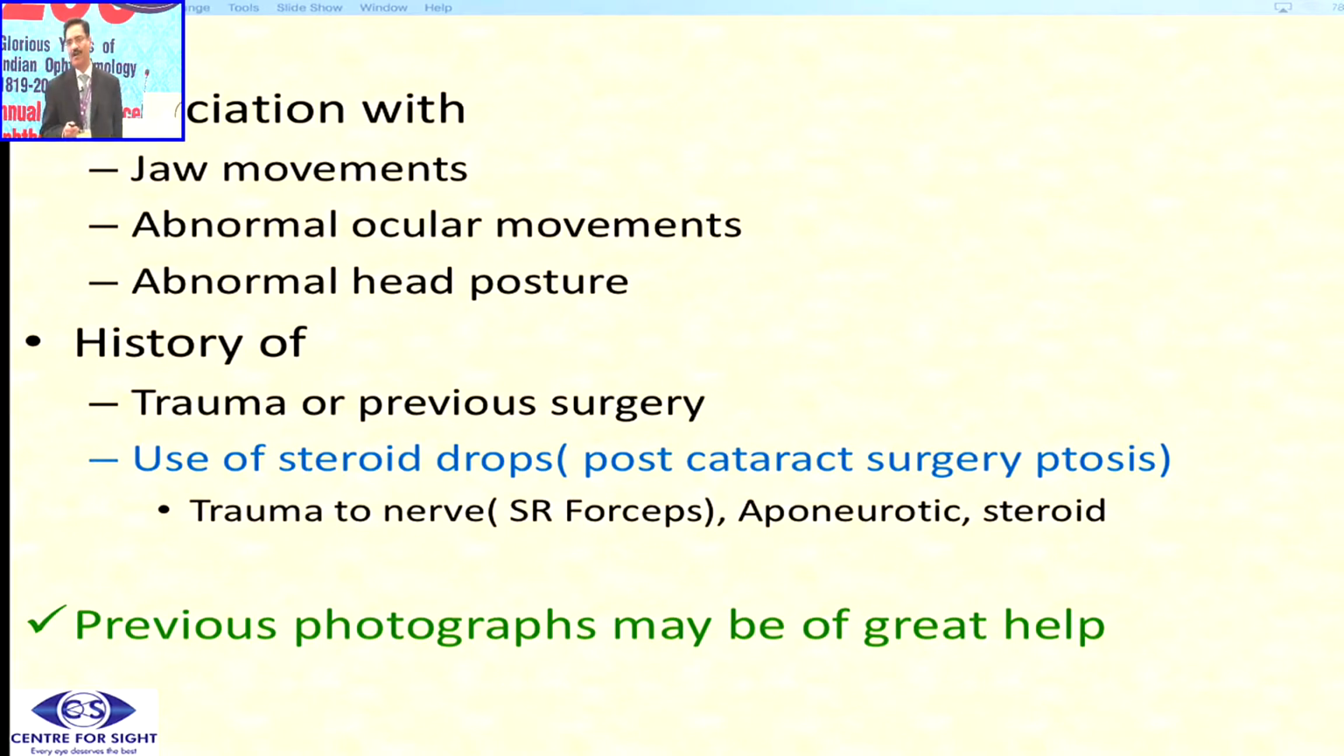Also, you must be aware about kajal and mascara. Long-term use of kajal and mascara will also give rise to myogenic ptosis. Similarly, long-term use of contact lenses also may give rise to myogenic ptosis. One may ask you a question, what are the causes of post-cataract surgery ptosis? Previously, nowadays, superior rectus application is very, very limited in cataract surgery. So trauma to nerve by applying superior rectus is one of the cause.